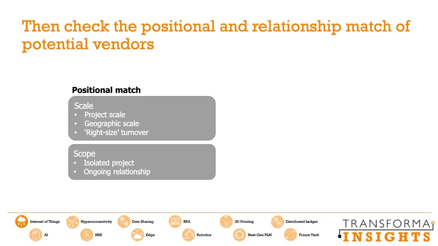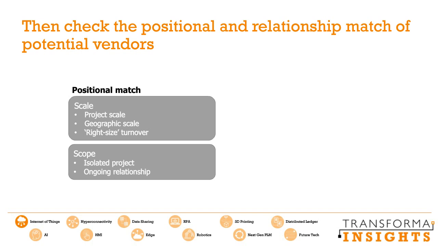The next thing you have to do is check the positional and relationship match of potential vendors. So the positional match comes down, I think, to scale, the project scale, geographic scale, and right size turnover. And this is about matching providers. As an end user, you need to be on their radar. You need to be big enough to be noticed. You also need to consider the scope, whether it's an isolated project or an ongoing relationship.